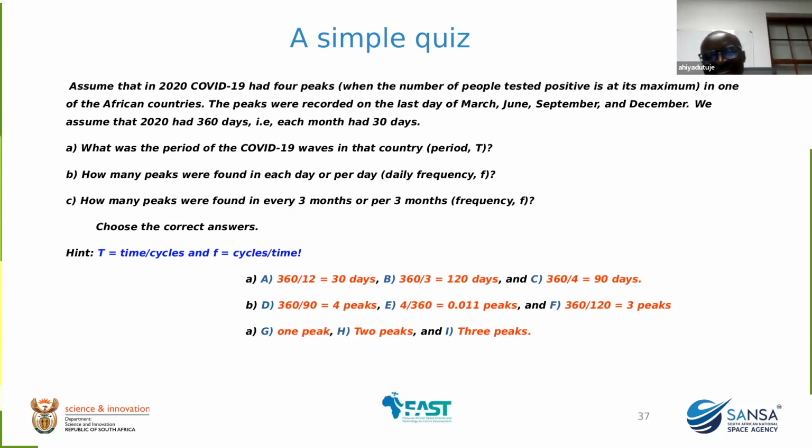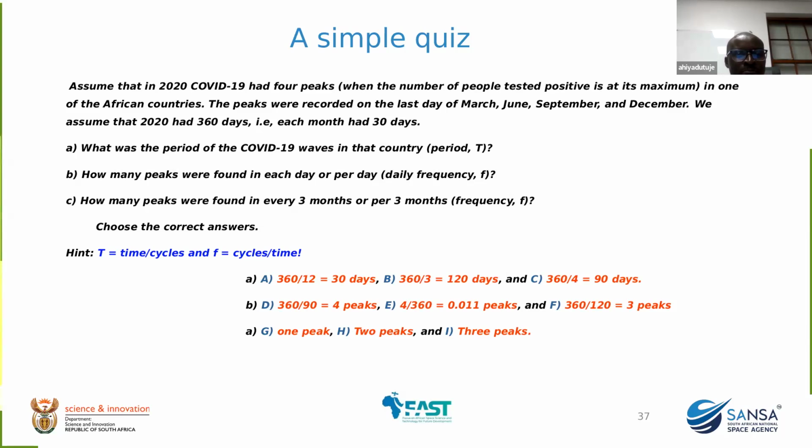Okay, yes. Then next one. The peaks per day should be the number of peaks divided by the number of days in a year, which according to my arithmetic is option E. Correct. So actually your frequency has to be the inverse of your period. 1 divided by your period, you get the frequency.